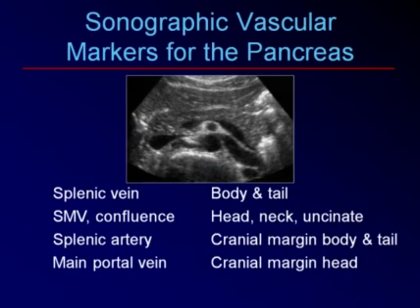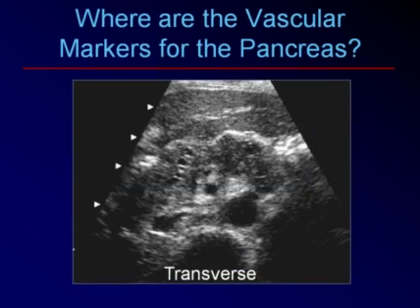So here's a summary of all these vascular markers for the pancreas. The splenic vein marks the posterior aspect of the body and tail of the gland. The superior mesenteric vein and the confluence are borders of the head, neck, and uncinate process. The splenic artery marks the cranial edge of the body and tail, and the main portal vein, not seen on this picture here, marks the cranial margin of the pancreatic head.